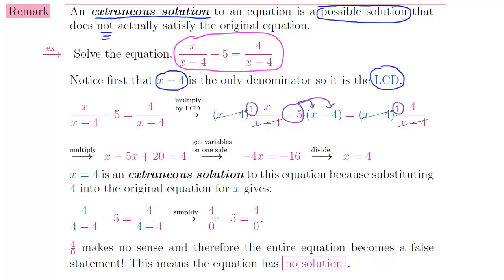Well, 4 minus 4 is 0, so you're getting division by 0. Not good. We don't know how to divide by 0. So x equals 4 can't be a solution to the original equation because it gives you an undefined expression. So the only possible solution we found doesn't make sense in the original equation, so there's actually no solution to this equation.